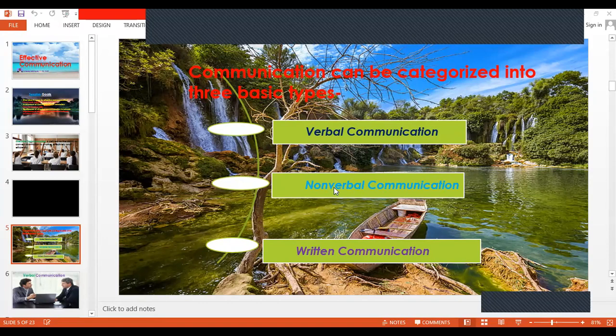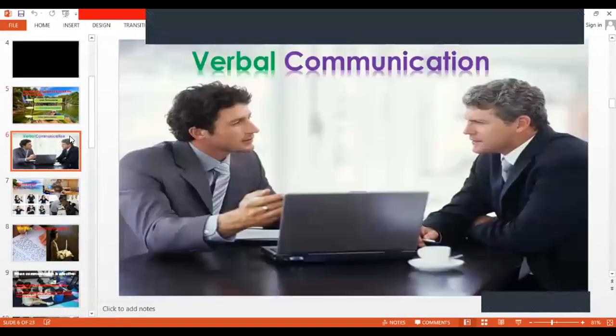Now, we will see the three basic types of communication. First is verbal communication. Second is non-verbal communication. Third is written communication. Let's see each type one by one. Let's see first verbal communication.